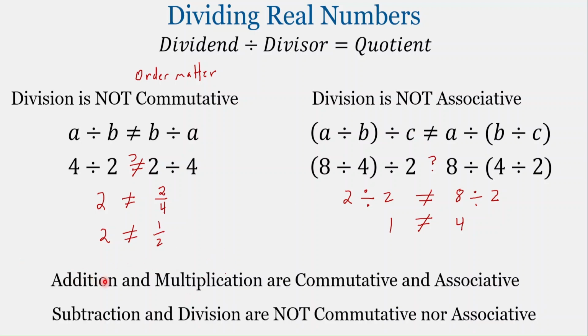So both addition and multiplication are commutative and associative. You can change the order and you can change the grouping when you're adding and multiplying. This is not true with subtraction and division. For both of these operations, the order matters and how they are grouped matters.